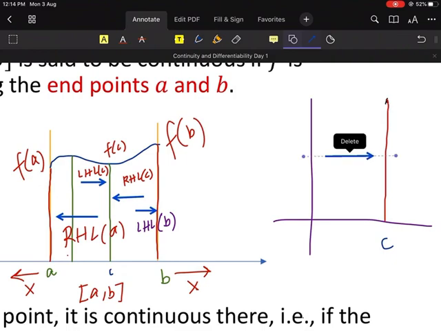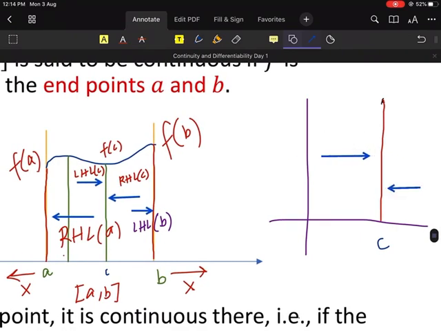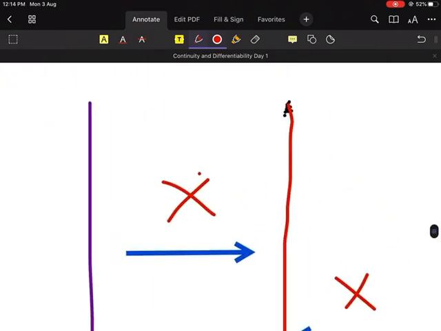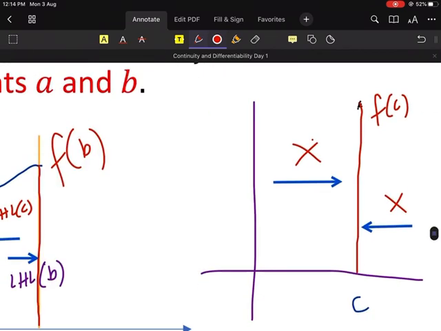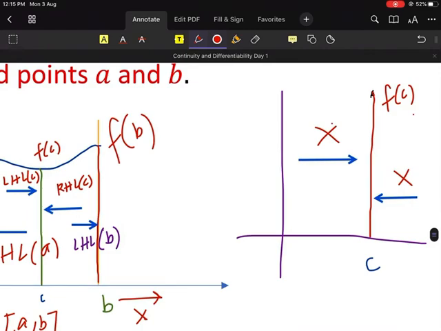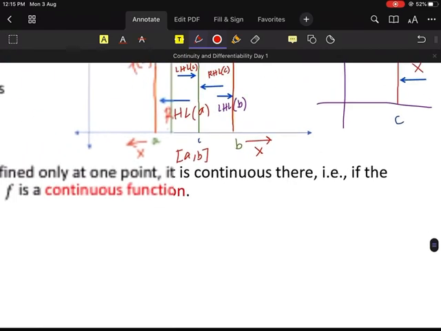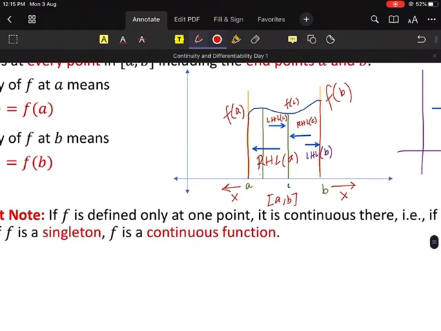So what happens to this function? We don't have to find the left hand limit or the right hand limit. All we need to do is find the value of the function at the point c, f(c). If the value of the function at point c is defined, then we can say that the function is continuous. If it is undefined, then the function is not continuous at c. Am I clear?